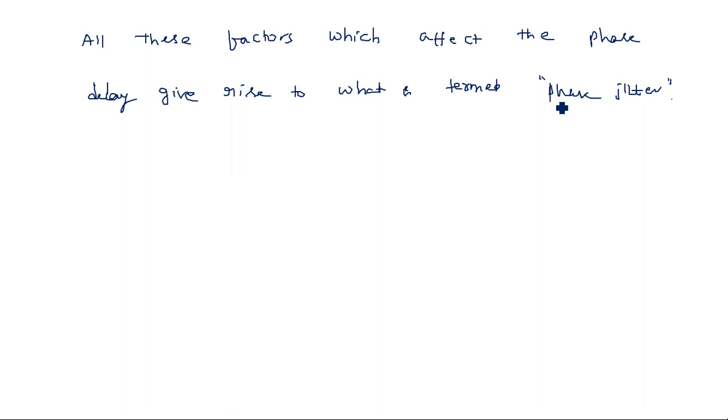Hope you understand. Some extra signals are being added to that original divider. Because of that, there is a variation in the phase delay. Those particular factors which are affecting the phase delay are nothing but phase jitter. Now let us consider an example.